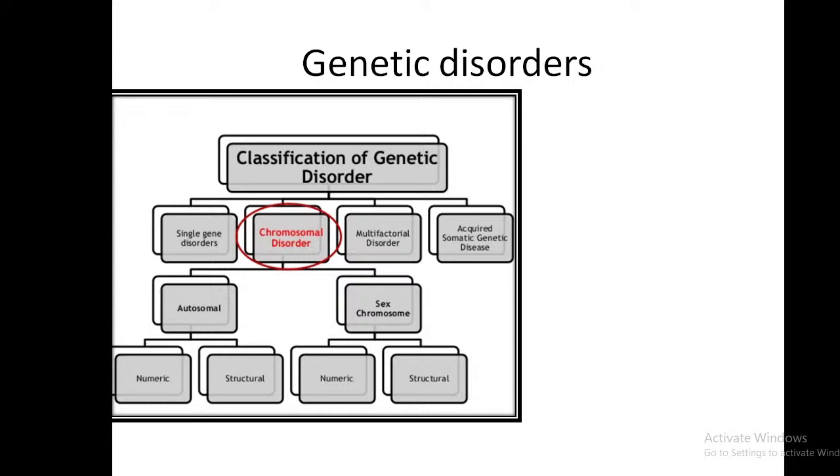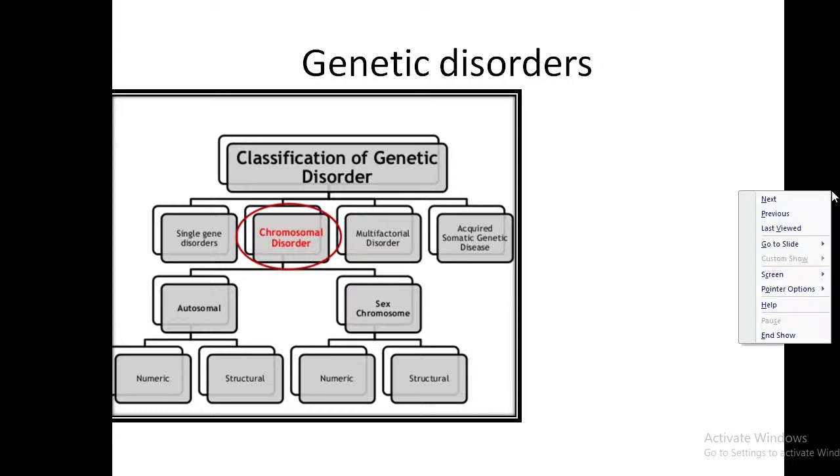In the previous class, we discussed human genetics. We discussed the karyotype, the ideogram, and the types of chromosome based on the location of the centromere. Then we discussed pedigree analysis, the symbols used in pedigree analysis, and the applications of pedigree analysis. Now in today's class we'll discuss genetic disorders.